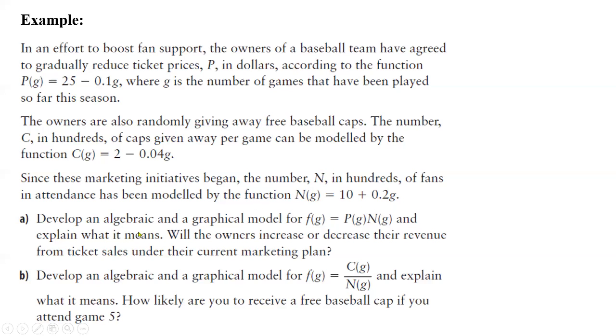Question A, develop an algebraic and graphical model for F(G) equals P(G) multiplied by N(G) and explain what it means. Will the owner increase or decrease their revenue from ticket sales under their current marketing plan? B, develop an algebraic and graphical model for F(G) equals C(G) over N(G) and explain what it means. How likely are you to receive a free baseball cap if you attend game 5?